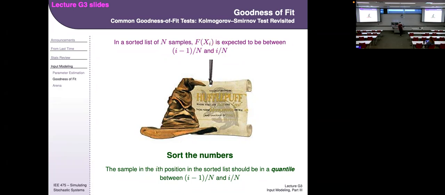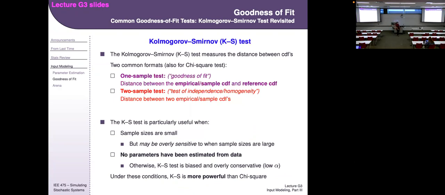So effectively, we're doing a KS test on the uniformity of the CDF output, as opposed to the uniformity of the data itself. If you run the data through its CDF, you should get an approximately uniform distribution that we can test with the KS test. I'll show an example of that in a second. So sort the numbers, and the sample in the ith position should be in the quantile between these, and that's what we're saying here. So let's see how that all works.